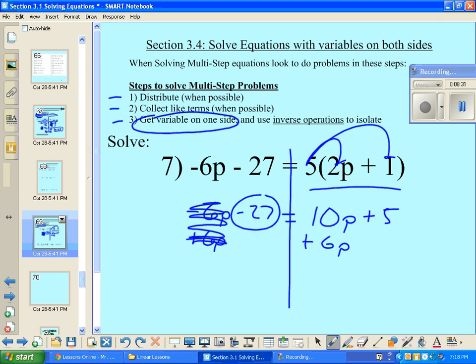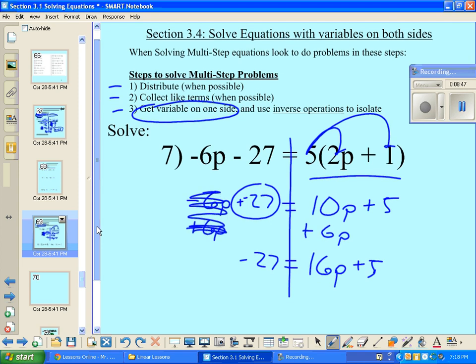And again, this 27, it's got a subtraction sign in front of it. I could dash it if I want, but just think of that like negative 27. So that's what's left on the left side. On the right side, 10p plus 6p gives me 16p. And then plus 5, so here's what I've got so far.